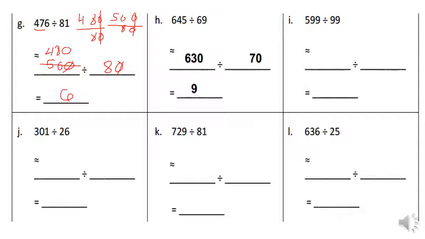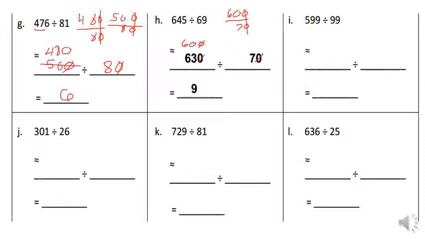Under H, they took it to 70. Now, notice they took it to 630. If we rounded it normally, it would have gone to 600. 600 over 70 brings us down to 60 divided by 7. Well, 60 is not a multiple of 7, but we know 63 would be. So that's why they went to 63. So now we have 63 divided by 7, which equals 9.